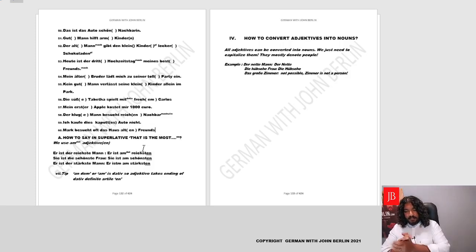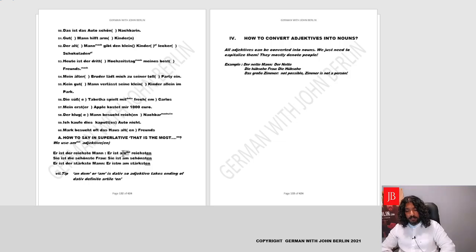Fantastic. So these were some examples, and we'll also look into a very small theme here, how to say superlatives, that is, the most. Now we already learned this earlier as well. That is the richest man, das ist der reichste Mann. That's the normal sentence with adjective declension. Definite article, nominative masculine, reichste, very good. Or you could say he is the richest, or he is the most rich man. You could say it like this.